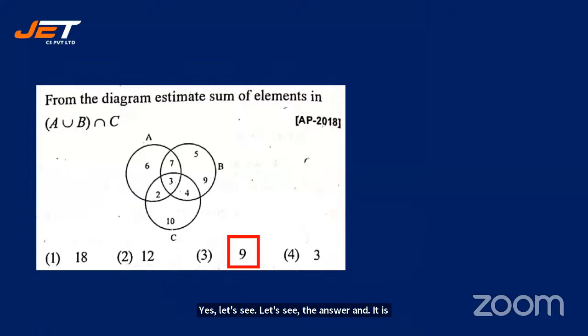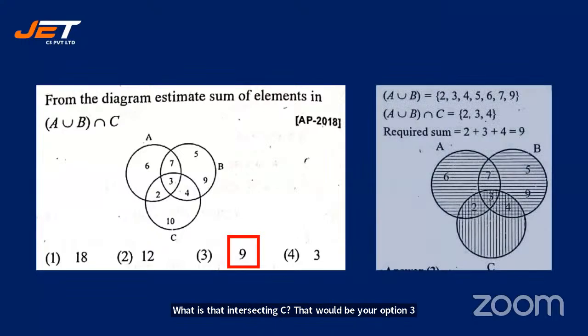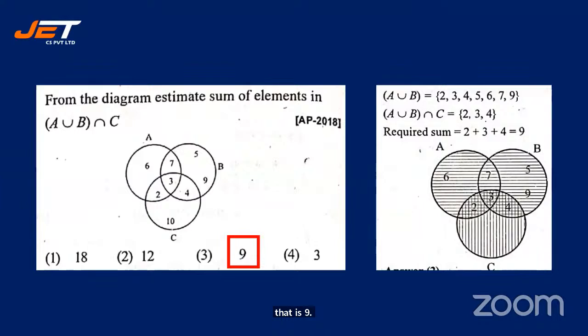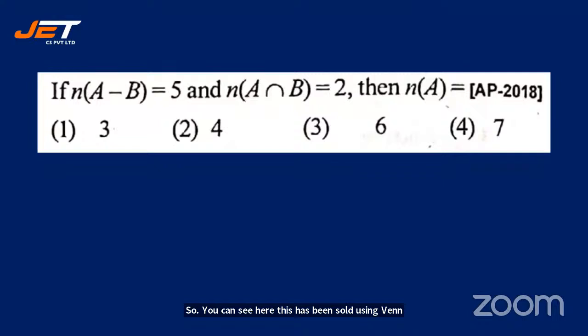All right. As I told you, list what is A, list what is B, find out A union B. And in this A union B, what is that intersecting C? That would be your option 3, that is 9. All right. Yes. So you can see here, this is being solved using the Venn diagram itself. All right. Yes, see the next question.